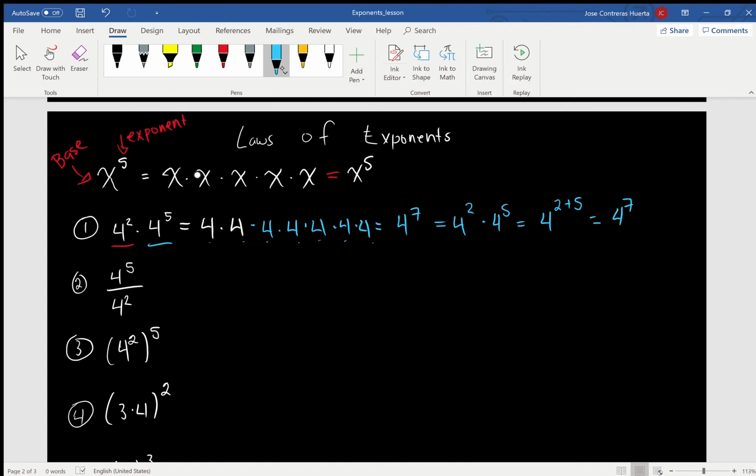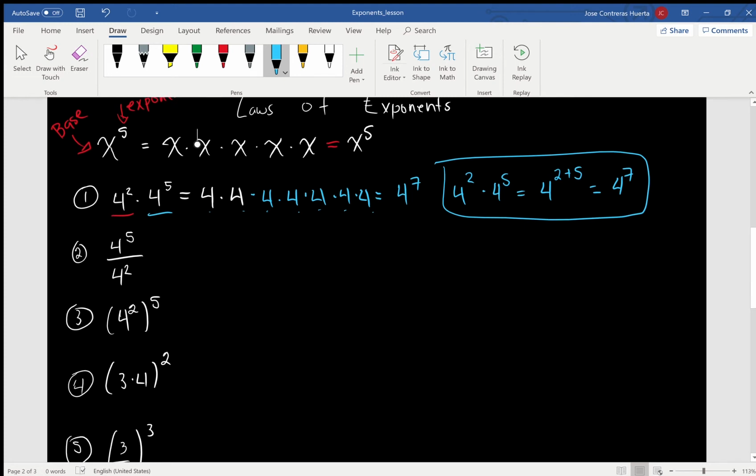So this is another way that you could have done it, and this is actually the easiest way, so you won't have to expand it. Because what happens if you have an exponent, for example, of 105? You don't want to write 105 fours. It is easier to just add them up. Now let's go to number 2.